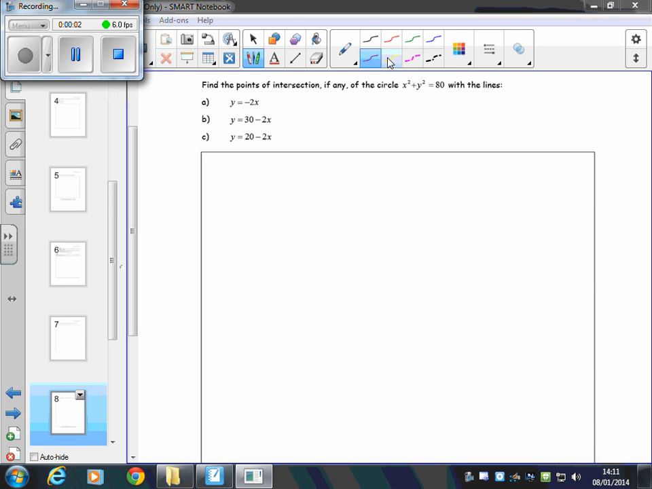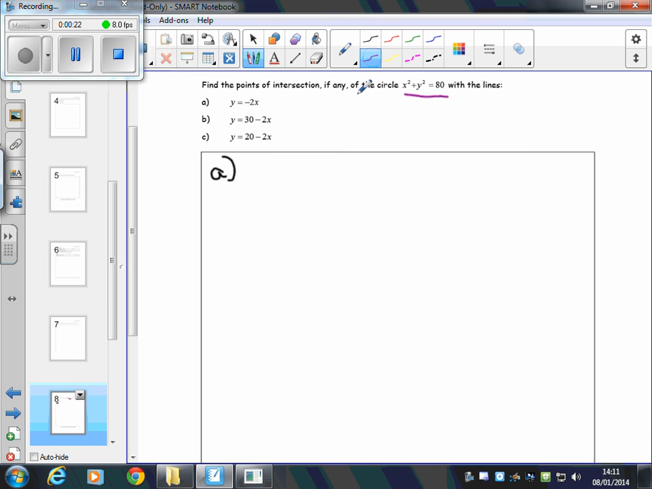C2 coordinate geometry of the circle, example 7. So for this question, for each part of it, I'm going to be finding where these lines intersect this circle here. So I'm going to do that via simultaneous equations.